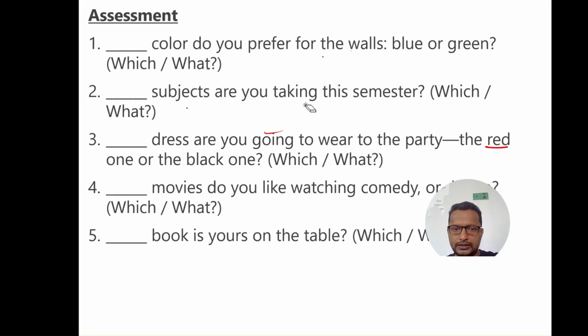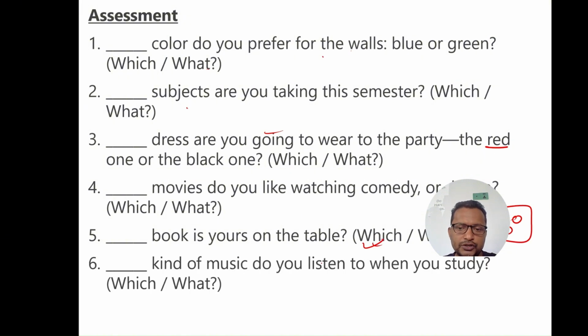Okay. And then going down, this book is yours on the table. Which or what? Which book. Why? Because you are choosing between the books that are already on the table. For example, if there are 3 books on the table, then out of these 3 books you will say which book is yours, right?